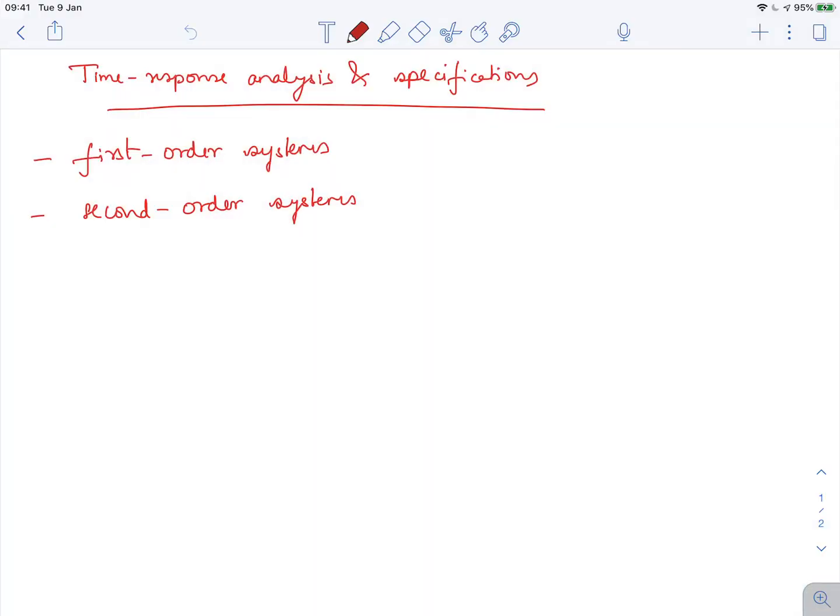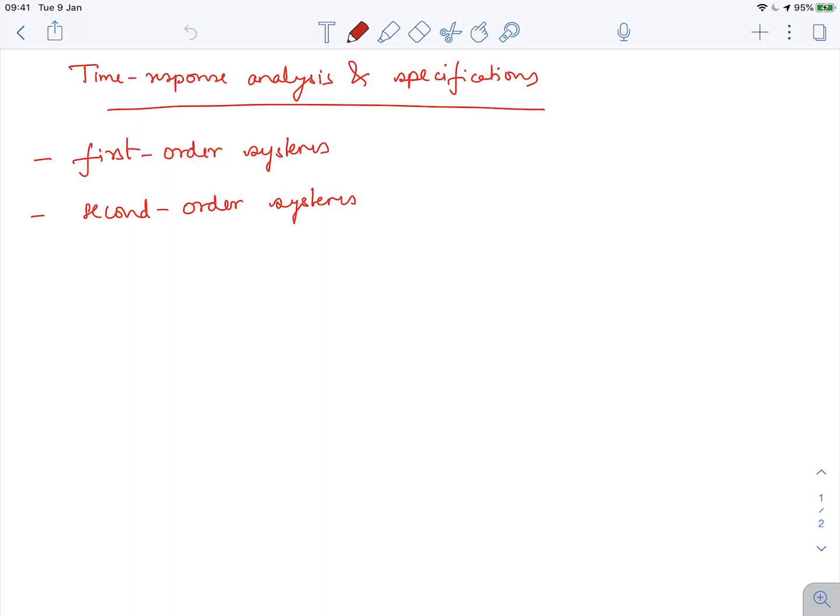Okay, so yesterday we started with the topic of time response analysis and also the specifications, and we started with the first order system. In the first order system, we identified how the specifications depend upon the pole of the transfer function. So we determined the settling time, the rise time, and the time constant also.